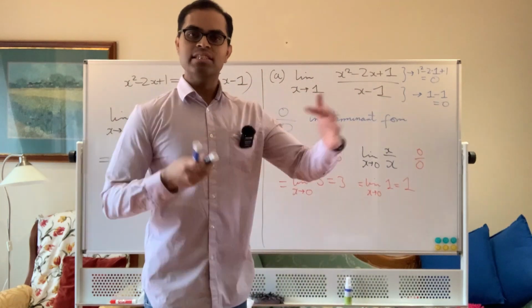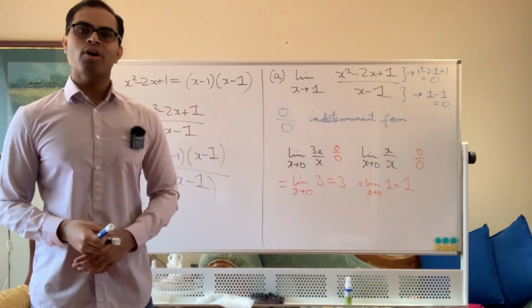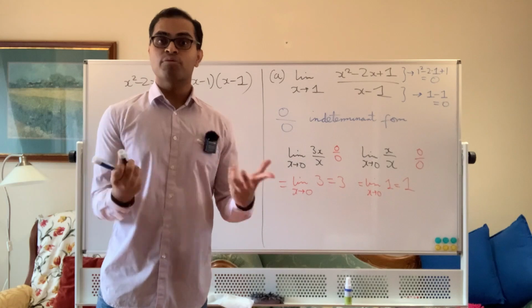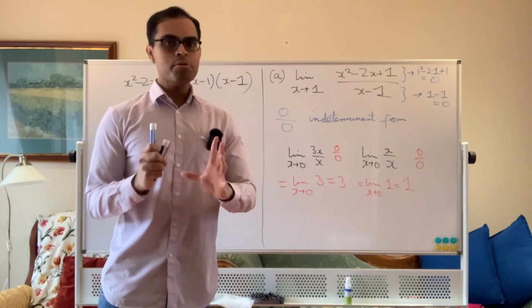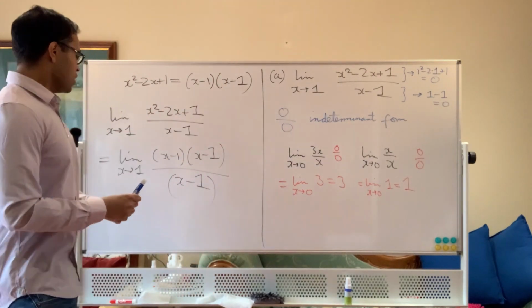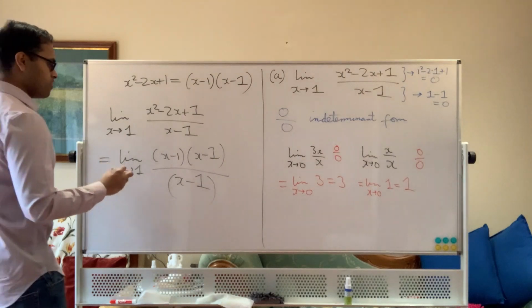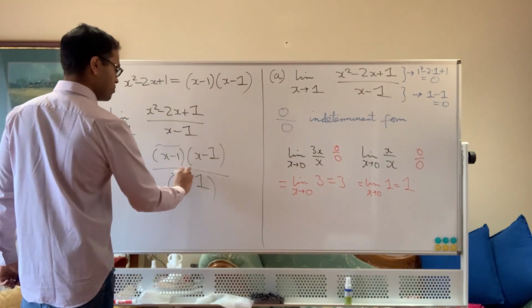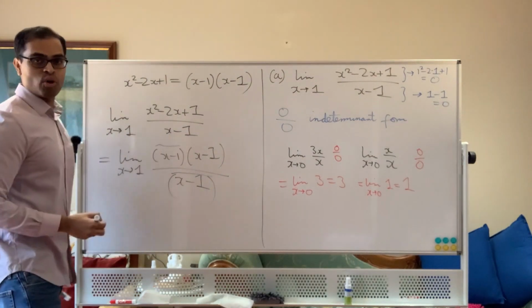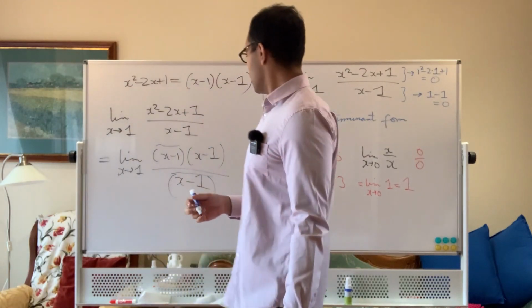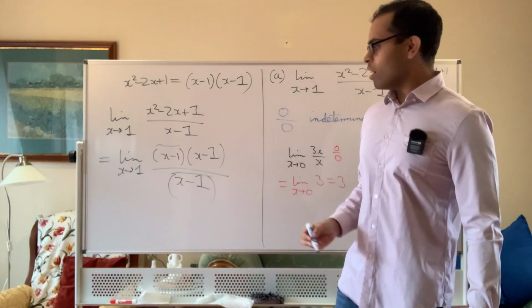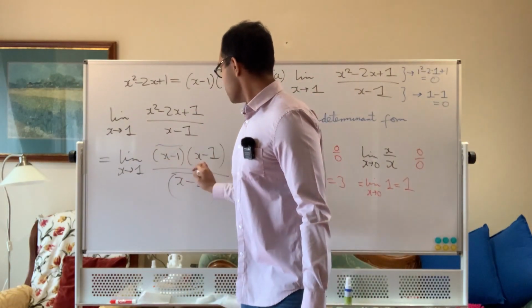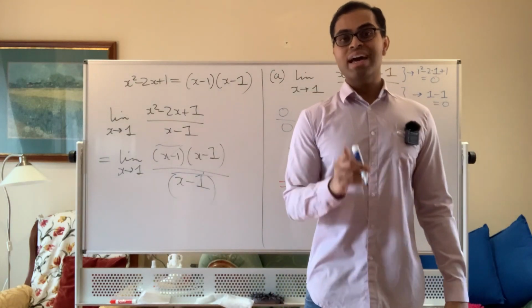You want to cancel off the x minus 1s from the top and bottom until you get something that you can plug in, if possible. It may not be, but in this example it will be. So what we're going to do is cancel off. This is the culprit, this is the culprit. Of course you have the same factor twice, and that's the funny thing I was alluding to. So you cancel one of them off. x minus 1 and x minus 1 cancel off because we are in the limit.